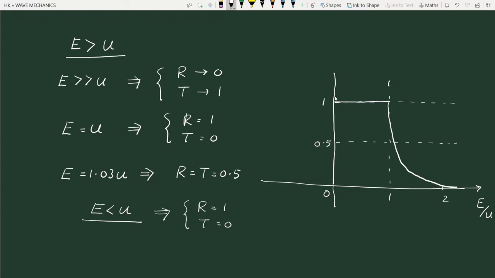Okay, the graph is like this. And this is the graph of reflection probability. What is transmission probability? For E less than U, or E by U less than 1, transmission probability is 0. And then for E greater than U, transmission probability starts increasing. For E very much greater than U, transmission probability becomes 1. Okay, so it goes like this.